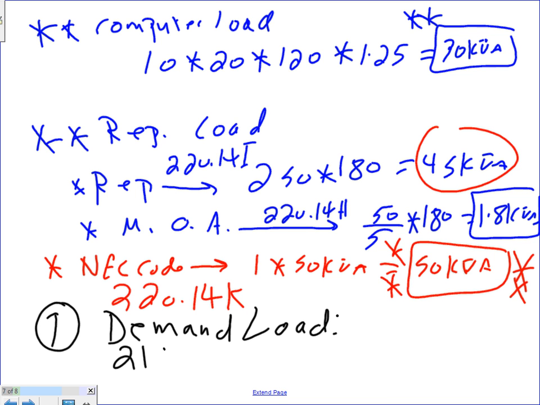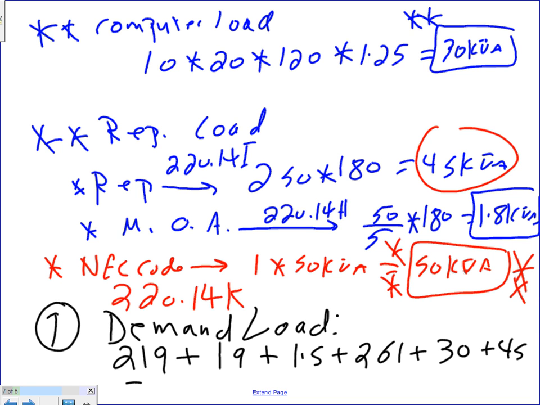Okay, let's start with, what was it? 219 plus 19 plus 1.5, 261, 30, 45, 1.8, and then 50. What's the answer? I got 627.3 kVA.